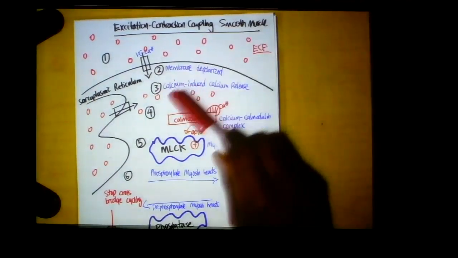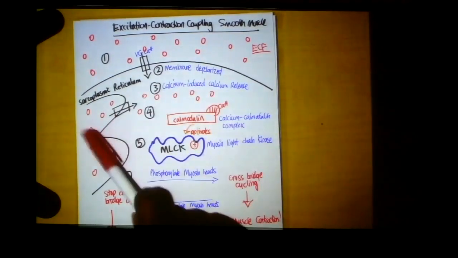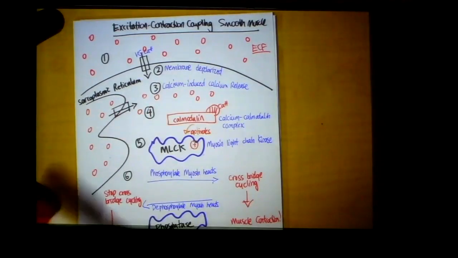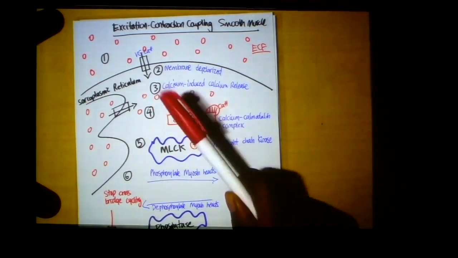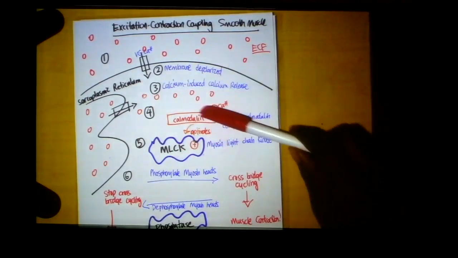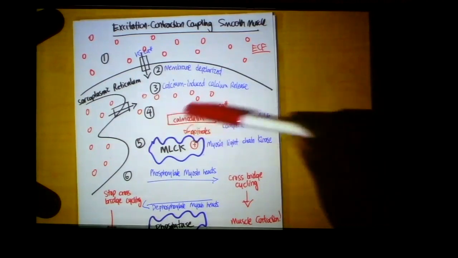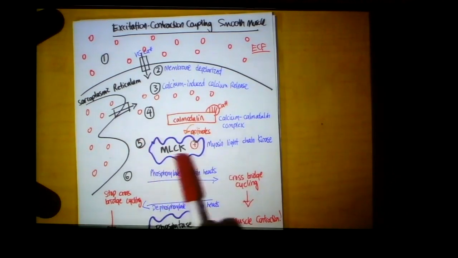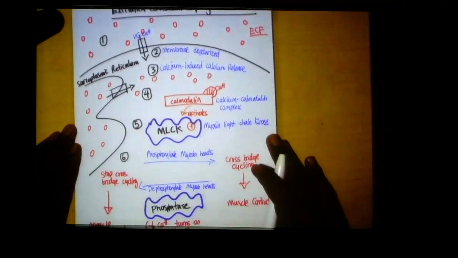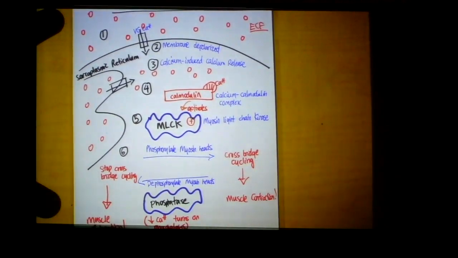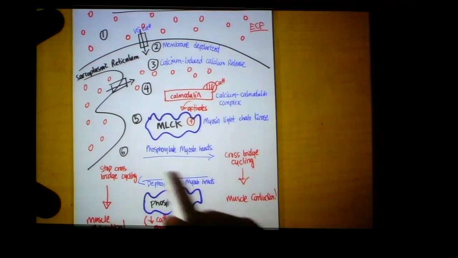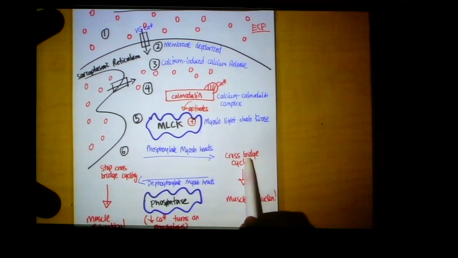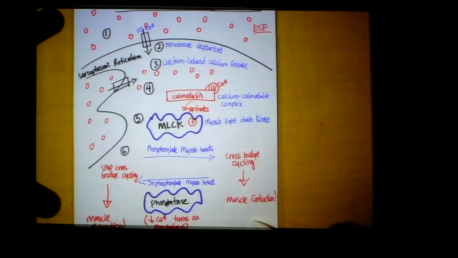Now, that initial rush of calcium further triggers calcium from the SR. So again, the calcium opens up this voltage-gated calcium channel on the SR, and so we really flood the cytosol with calcium. That calcium goes and binds to calmodulin, and that creates a calcium calmodulin complex, which can then go and activate MLCK, this enzyme, myosin light chain kinase. Now, when we activate or turn on MLCK, MLCK will then phosphorylate or add a phosphate group to the myosin head, and that will start or initiate cross-bridge cycling. That's how we get muscle contraction.